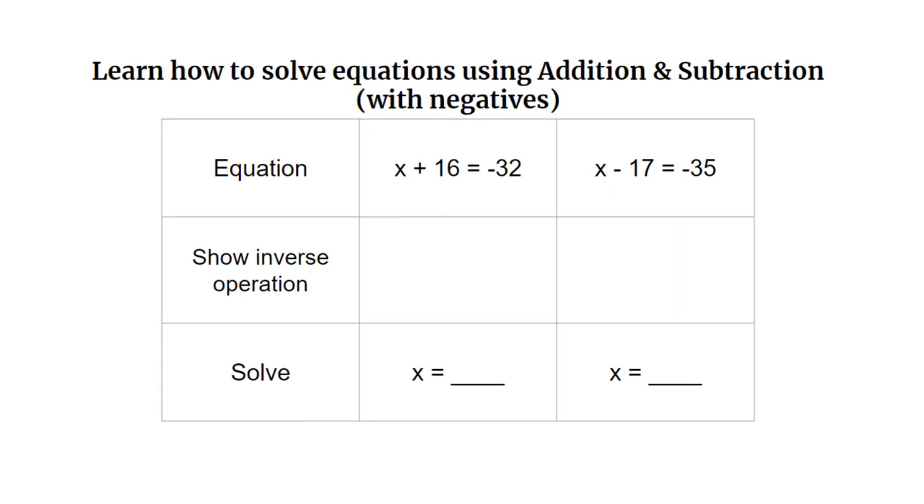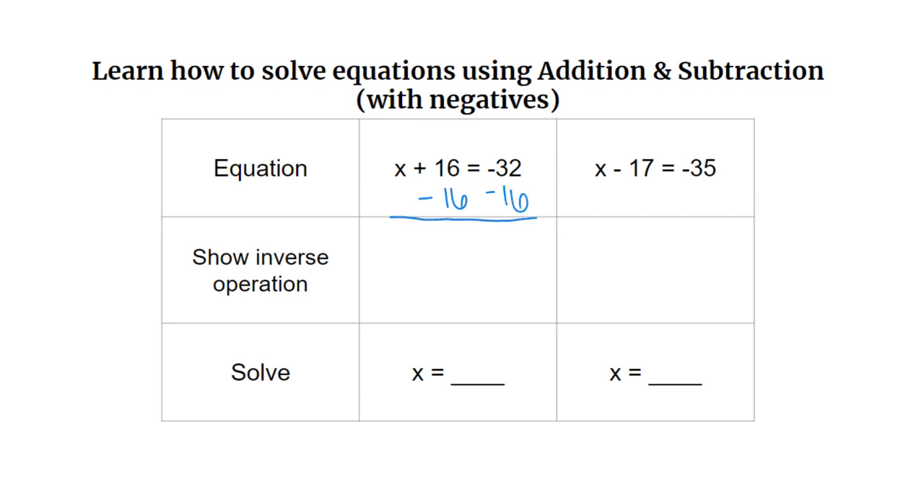In these two examples, I'm seeing how to solve equations with addition and subtraction, but using negatives. So I do have to be a little bit more cautious here. I'm still going to show the inverse operation. So I see x plus 16 is equal to negative 32. The opposite of a plus 16 is a minus 16. So I'm going to show minus 16 to both sides.